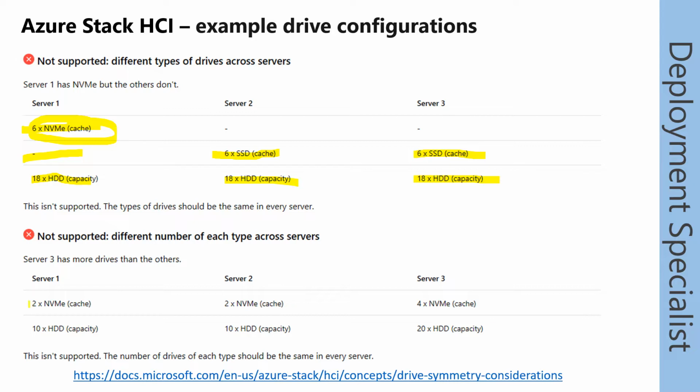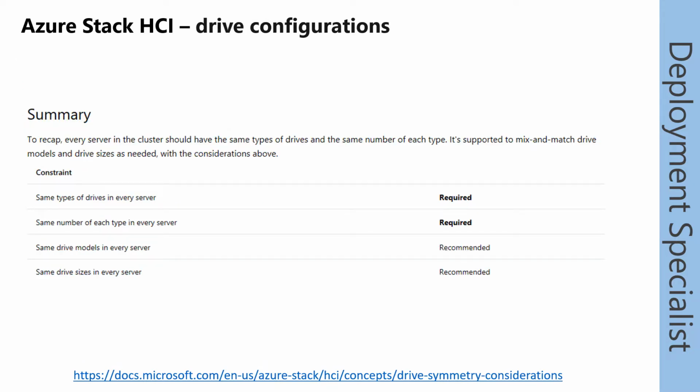And it's also not possible to say, okay, we have 2 servers with 2 NVMe drives. The new one will have 4 NVMe drives. This is not supported here. So same type of drives in every server, NVMe, SSD, required. Same number, absolute same number, required. Same drive model in every server is recommended, but not required. Same drive size in every server is also recommended, but not strictly required.